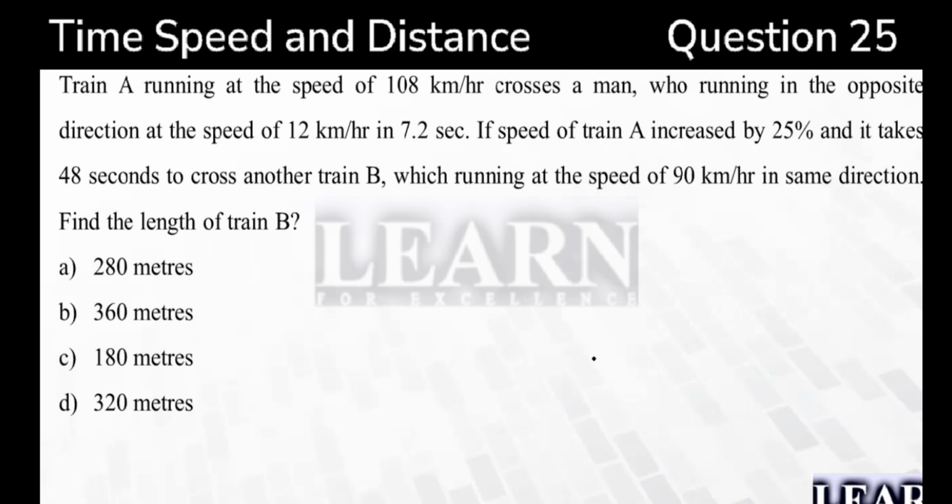If the speed of train A is increased by 25% and it takes 48 seconds to cross another train B, which is running at a speed of 90 kilometer per hour in the same direction, find the length of train B.